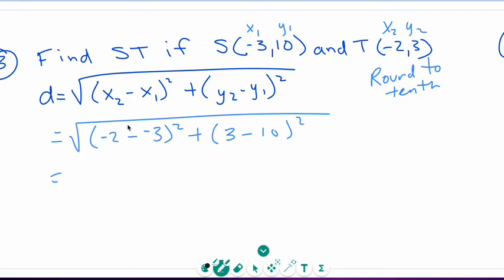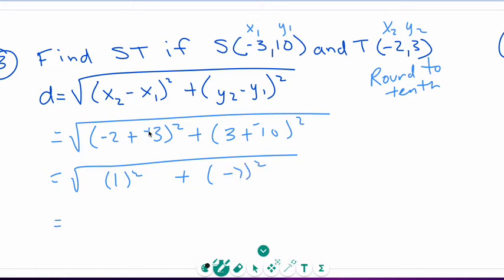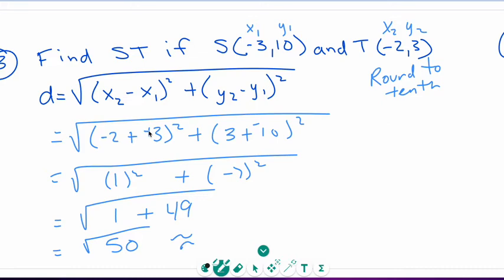Equals, again, I'm going to do keep, change, change, because when do I subtract? Never. What do I do instead? Keep, change, change, so I don't have to worry about signs. So now I have the square root of 1 squared plus negative 7 squared equals the square root of 1 plus 49, which equals the square root of 50, which equals 7.1 approximately.